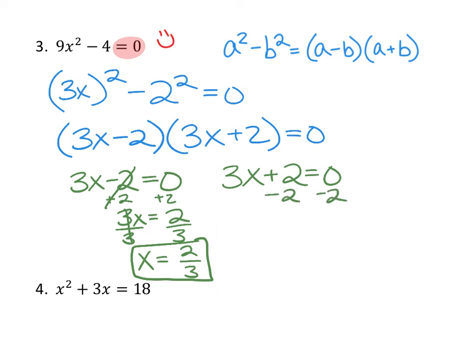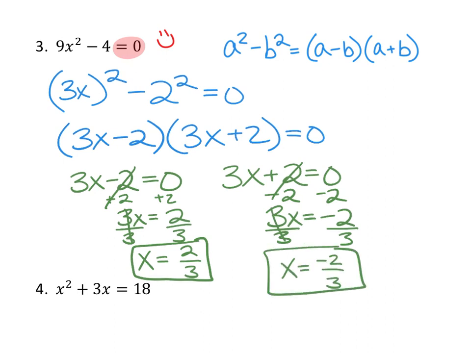Then do the other one. Opposite of plus 2 is minus 2. Opposite of times 3 is divide by 3. And I get x equal to negative 2/3 as my other solution. But always verify your answers. There's no reason to do one of these problems and not verify your work at the end, because it's so easy. Just type it into Desmos or your calculator and verify that that's where the graph crosses the x-axis.